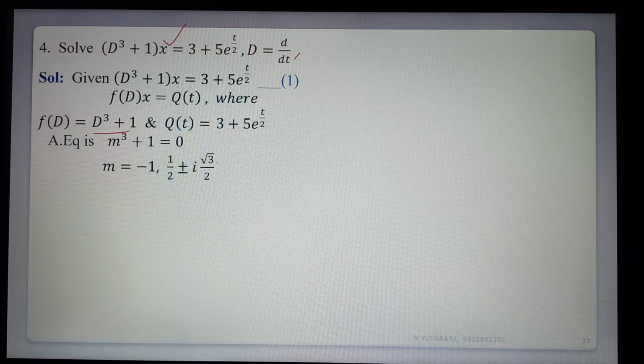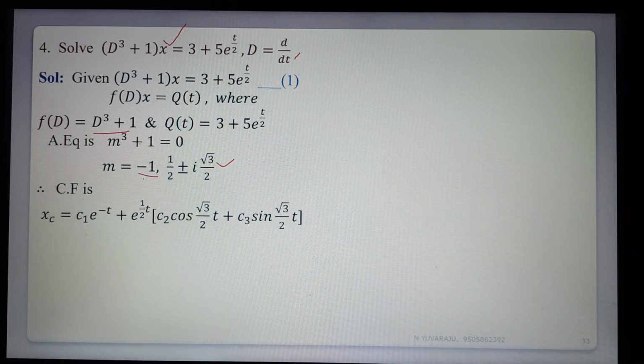m is equal to the roots, one root is minus 1, remaining roots 1 by 2 plus or minus i root 3 by 2. So the complementary function: first is the real and distinct root, c1 into e power minus t, plus e power 1 by 2 t into c2 cos root 3 by 2 t plus c3 into sin root 3 by 2 t. This is the complementary function.